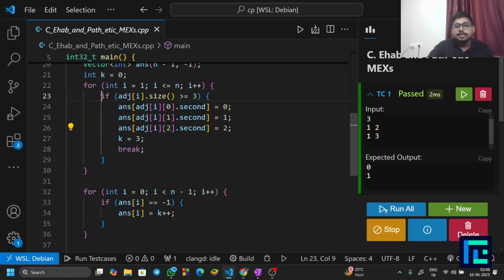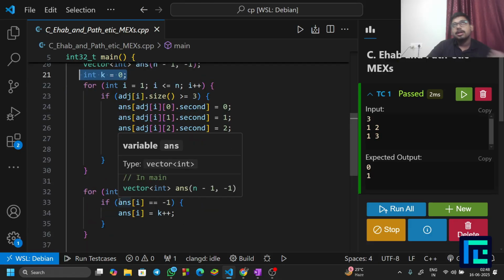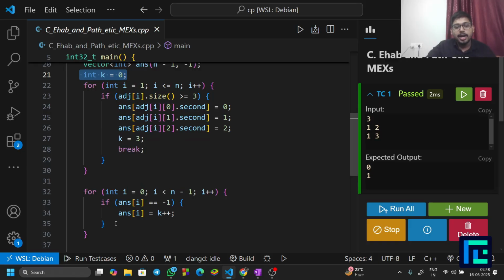If it is not satisfied any time, that means for all the values from 1 to n, there was no node having degree more than 3. That means it is a pipe. So in case of a pipe, k would remain 0. So I'll assign all the numbers randomly, anything. I'll just loop from i equal to 0 to n minus 1, and if answer[i] is unassigned, it's still -1, I'll assign answer[i] as k and do k plus plus. So 0 is assigned to the first index, 1 to the second, 2 to the third.